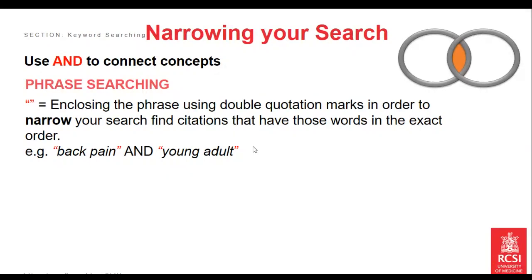A popular one is if you have two words that you want to appear next to each other. If you're looking at back pain, you could put them in quotation marks, and that means it will search as a phrase. So it will search for results where those two words appear next to each other. The examples would be back pain or young adult.